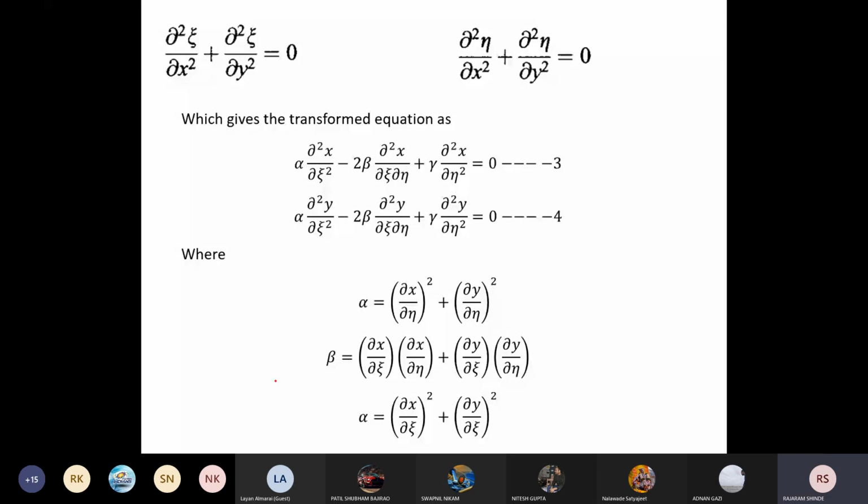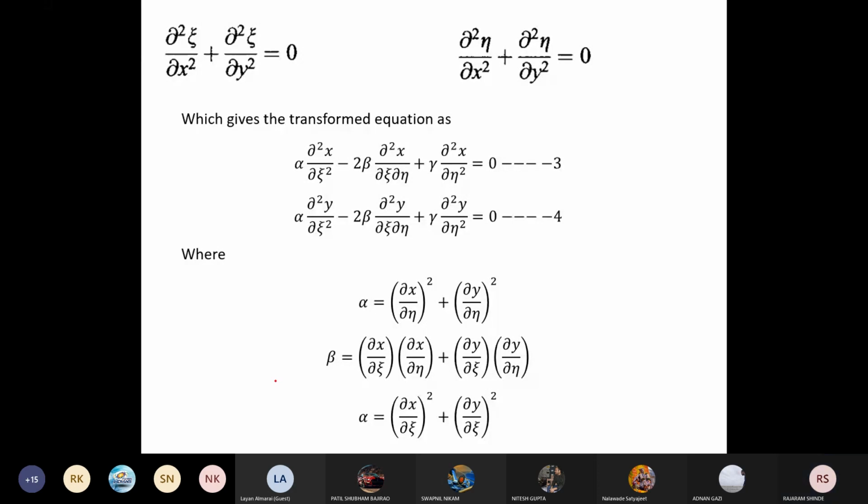Now next one. These are the two equations which are used to transform. In these equations, xi and eta are dependent variables, and x and y are independent variables. Now in case of inverse transformation, where x and y become dependent variables and xi and eta are the independent variables, it gives the transformed equation like this.